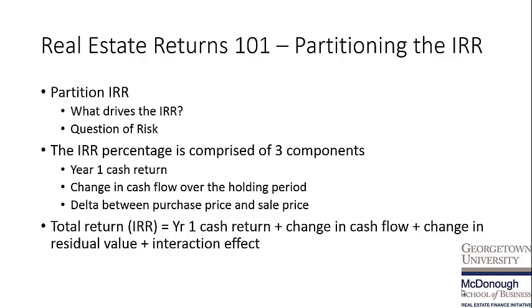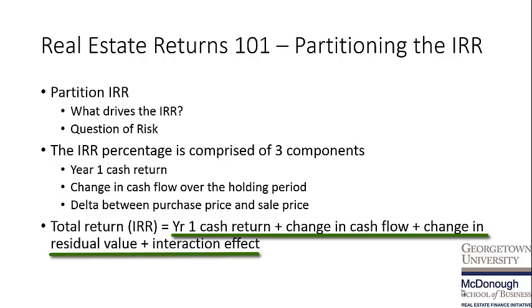The next step in our analysis is to partition the internal rate of return. The partitioning of the internal rate of return is to ask the question, what drives, in this case, 7.12%? And it's really a question of risk. And so the partitioning is tied to identifying the component parts. In this case, there are three component parts that really drive the internal rate of return.